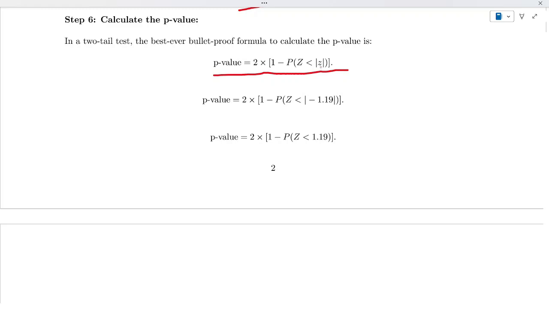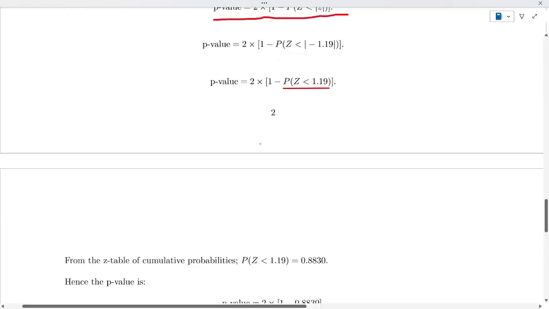So in the place of small g, you put this calculated value of the test statistic, minus 1.19. Then in the next step, you take the absolute value. Now, first we have to calculate this probability from the G table, right? Then we will put this probability here. Then we subtract the probability from 1. Then we multiply it by 2.